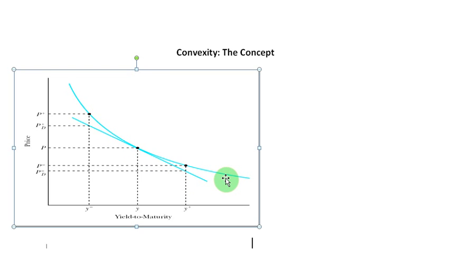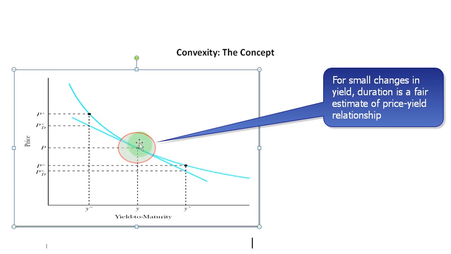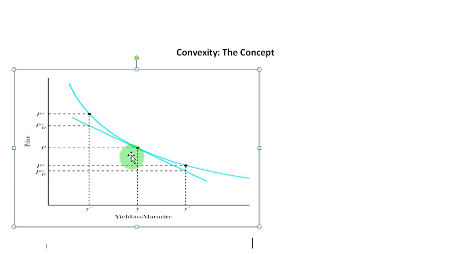Also, please note that at the initial yield Y, both these lines, the straight line and the curved line, are tangent. Also, in the near vicinity here in this area, if you look carefully, these two lines remain pretty close to each other for small changes in the yield. It tells us that the duration rule is a fairly okay estimation of the price yield relationship in case of small changes in the yield.